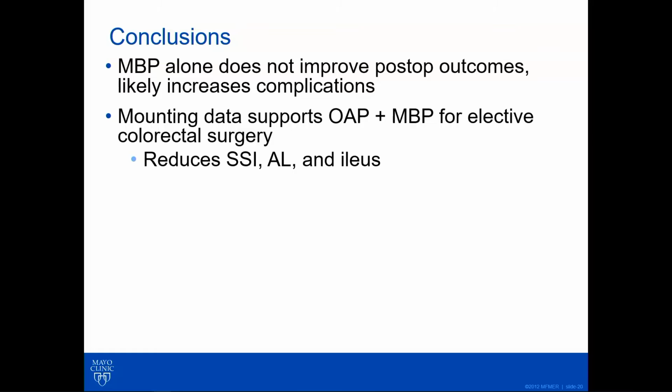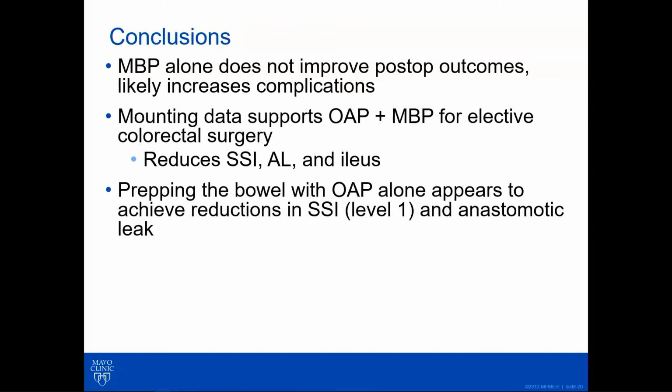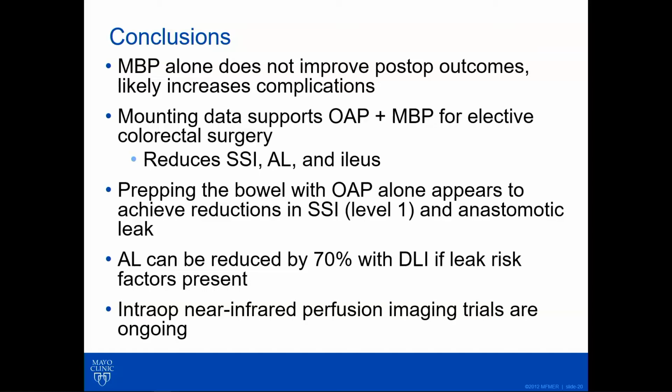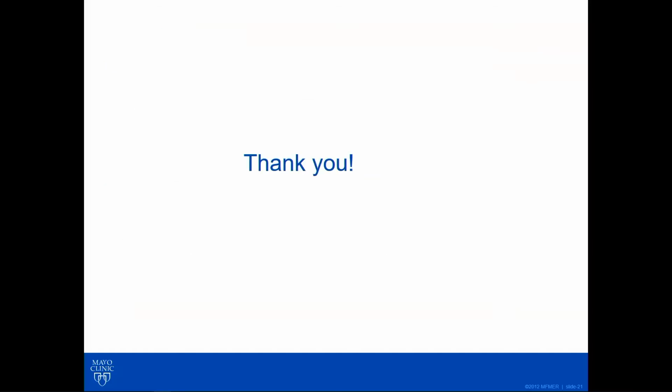are also bundles associated with reducing those postoperative complications. Prepping the bowel with oral antibiotics alone may achieve reduction in surgical site infection. Like I said, there's one study now that we have level 1 evidence for. And anastomotic leak can be reduced by about 70% if we divert patients if there's a high risk of anastomotic leak. And intraoperative near-infrared perfusion imaging trials are ongoing. Thank you.